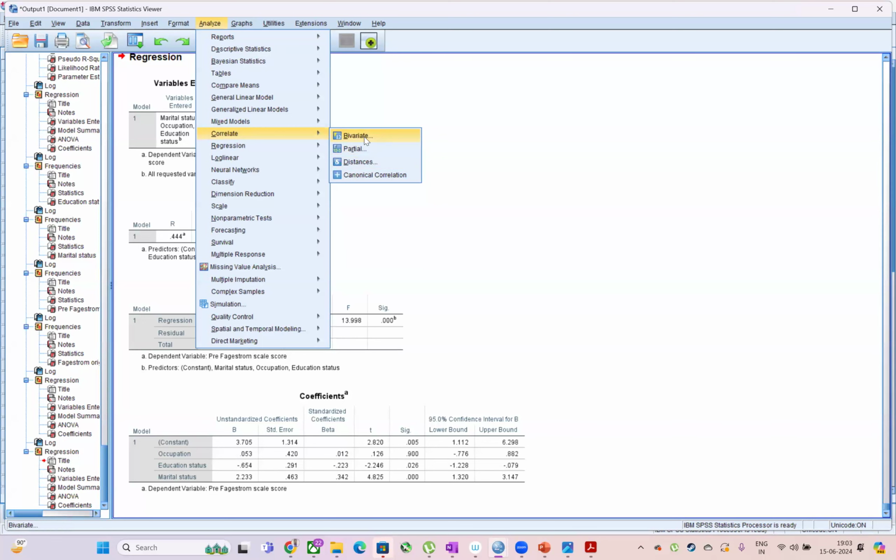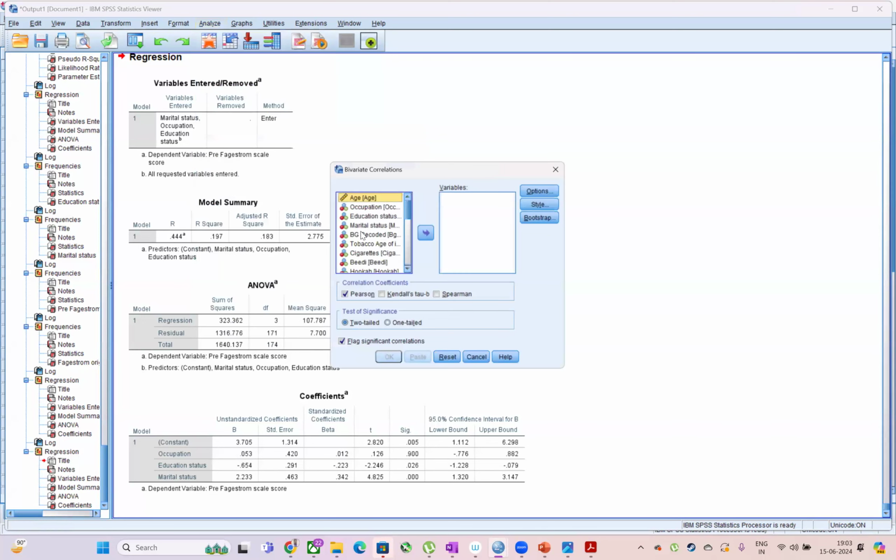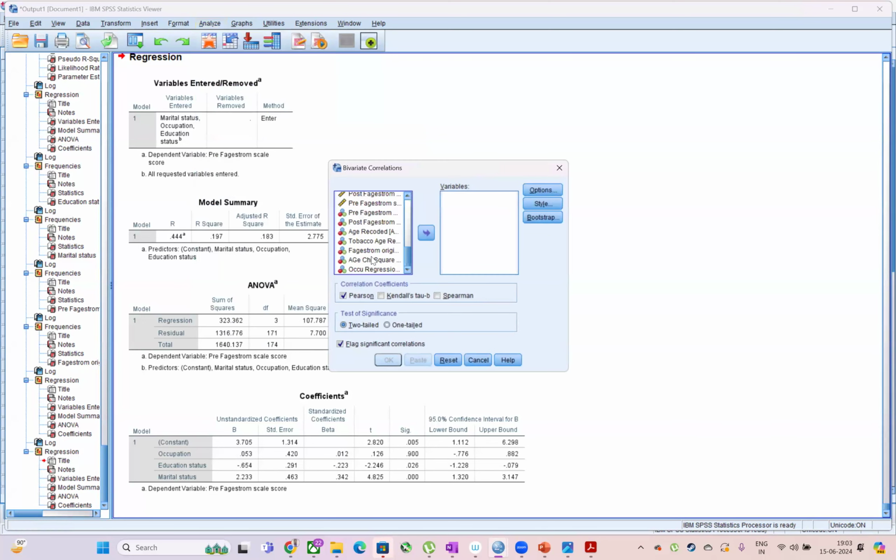So correlate, bivariate. Here we have the Fagerstrom scale, which is a continuous variable, and you have age over here, which is again a continuous variable.